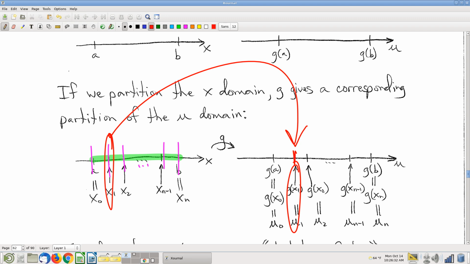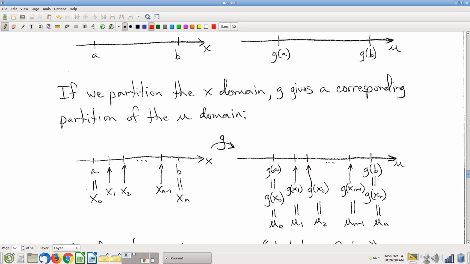Likewise for all those other little endpoints, right? For x2, x3, x4, you can chop up the whole thing, plug all those new chop points into g, and you get effectively a chopping up of this interval on the u-axis.